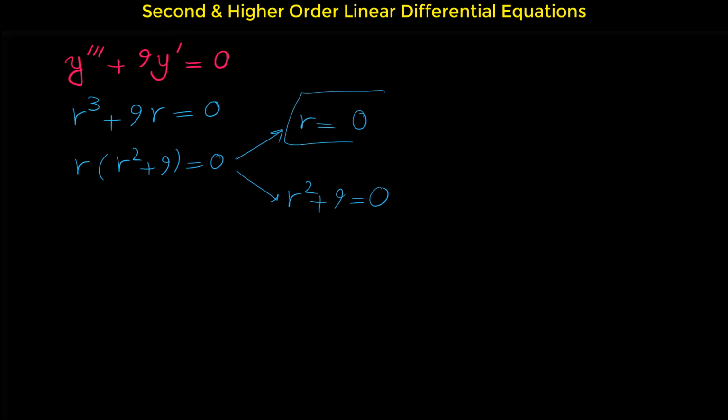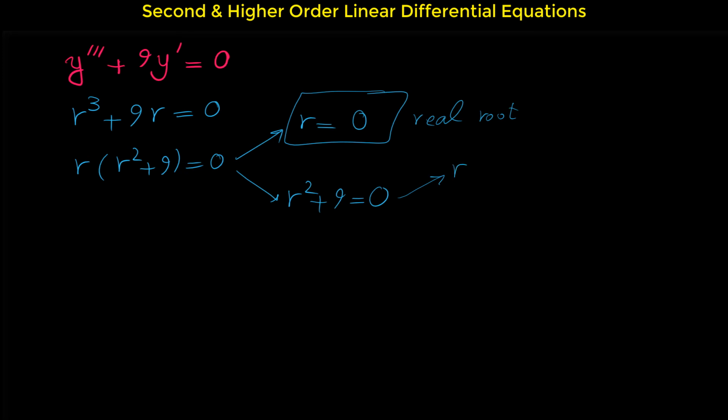This is one simple real root. So this is a real root. But here, we cannot factor this anymore. It's a quadratic equation, but we cannot factor it. We can find r from this equation with the quadratic formula, or you can move 9 to the other side and simply find r. I will show you both. First, let me show you the quadratic formula.